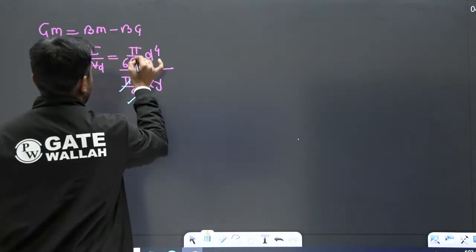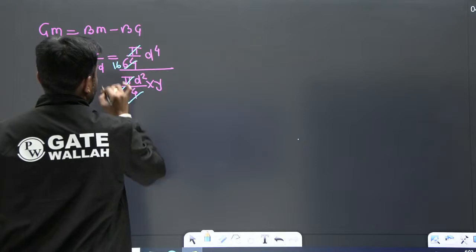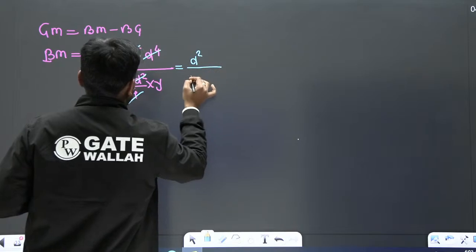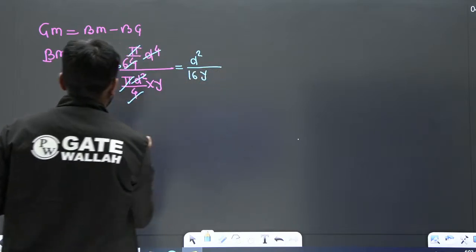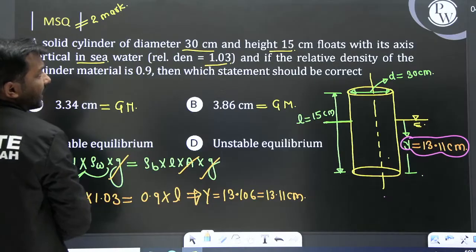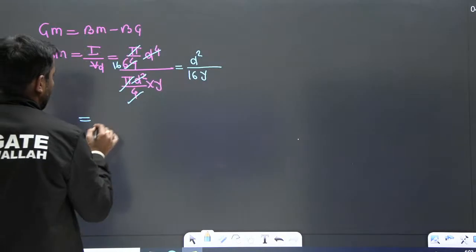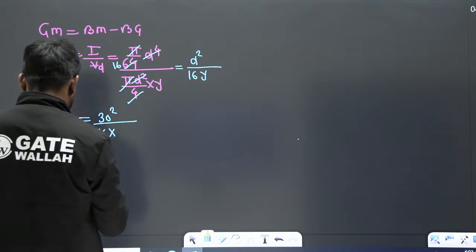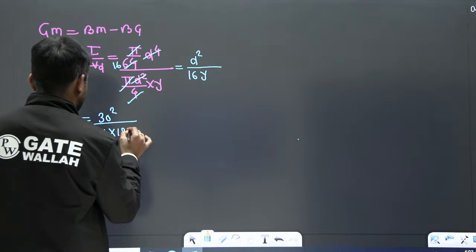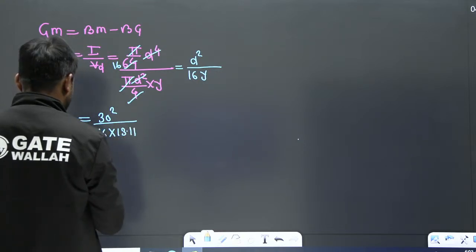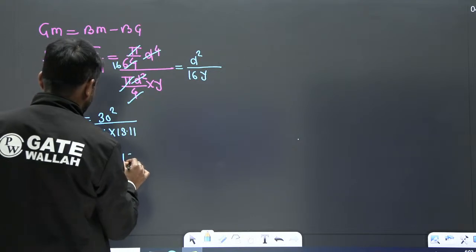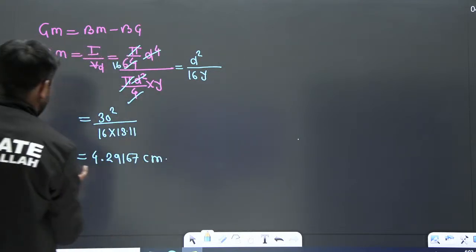So calculating this, it becomes d square divided by 16 Y. What about the d? D is given as 30 centimeter. So 30 square divided by 16 multiplied by 13.11. So 900 divided by that answer is 4.29167 centimeter. This is our BM.